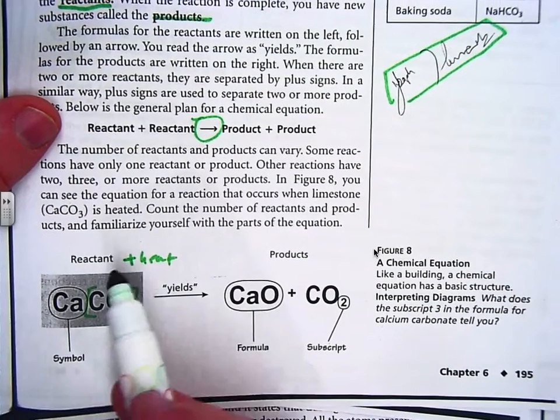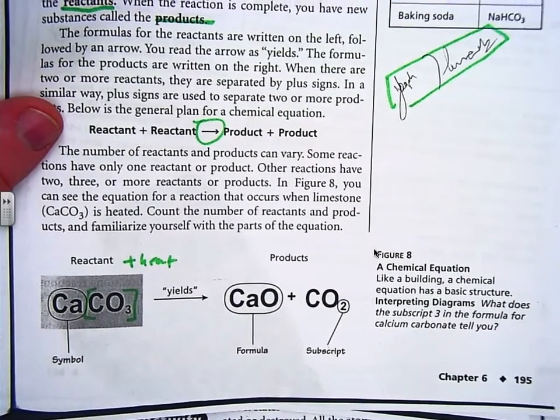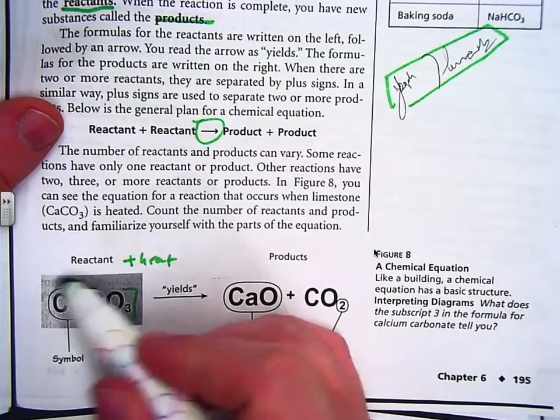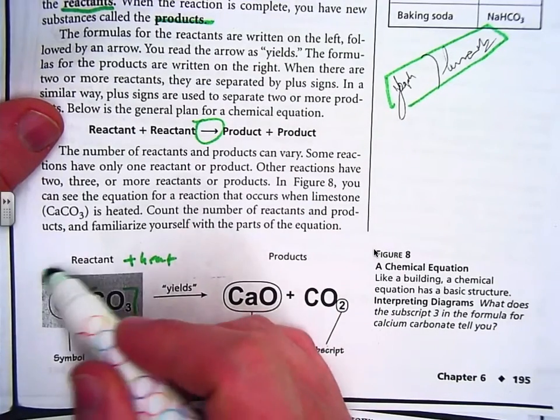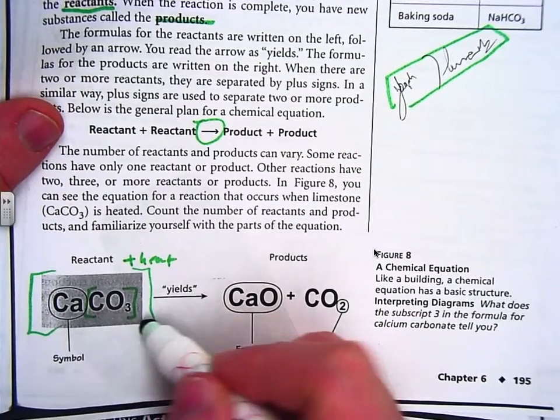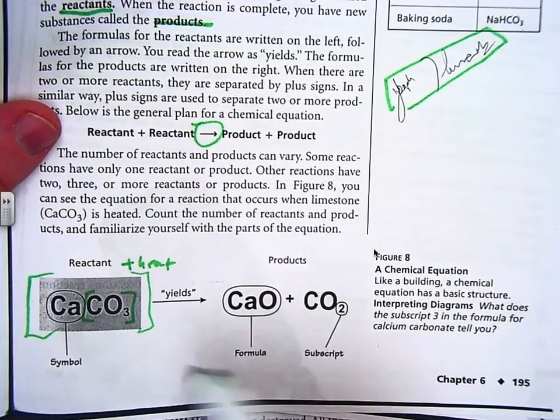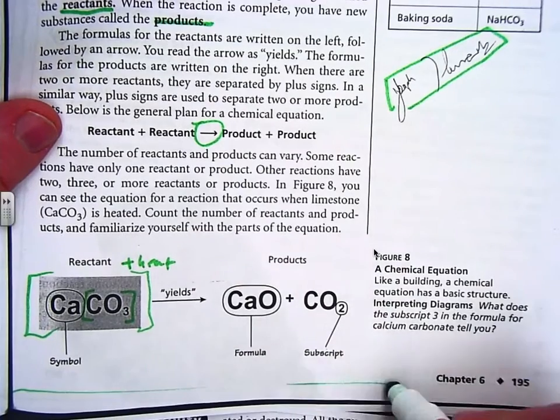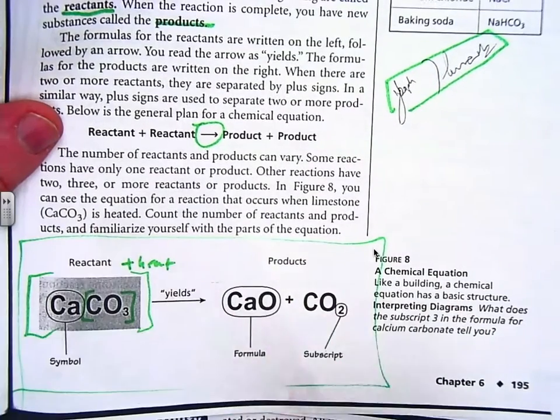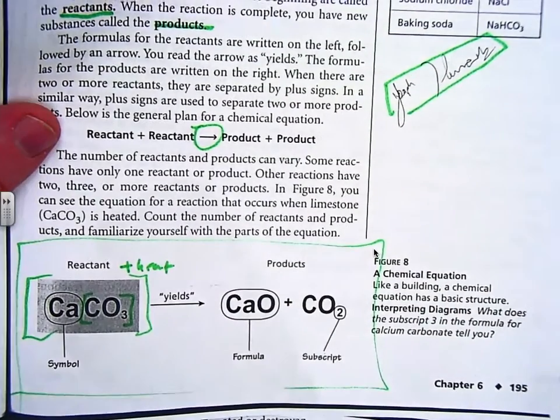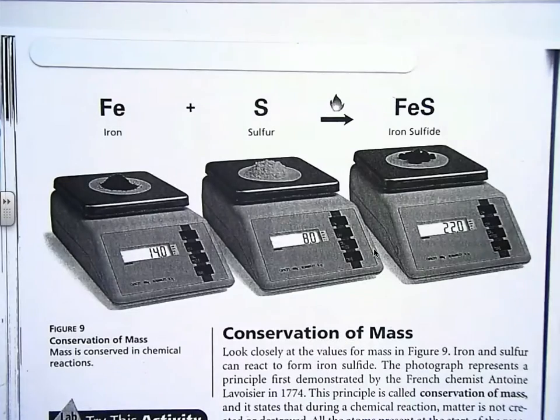And be able to recognize the difference between a symbol, which represents one element, a formula, which represents a combination of elements, and an equation, which represents a reaction going on. All right, moving on to page 196.